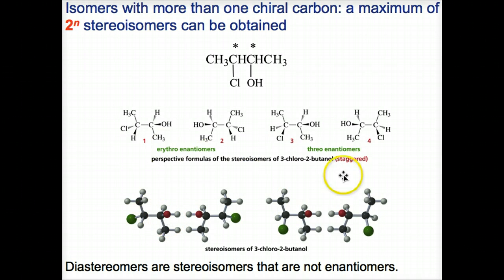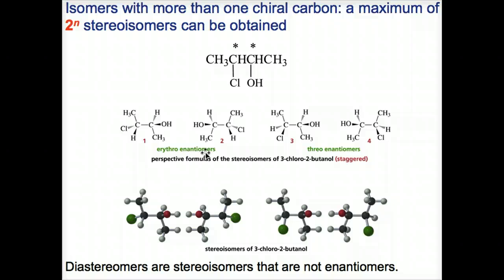1 through 4 are 4 stereoisomers. 1 and 2 are non-superimposable mirror images and are therefore enantiomers. Same can be said for 3 and 4. 1 and 3, 1 and 4, 2 and 3, and 2 and 4 are not identical and they are not mirror images. Therefore, they are diastereomers. Diastereomers are stereoisomers that are not enantiomers.